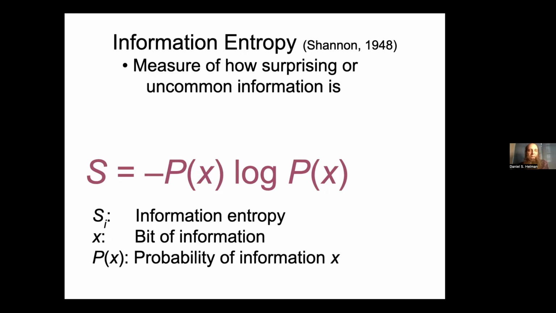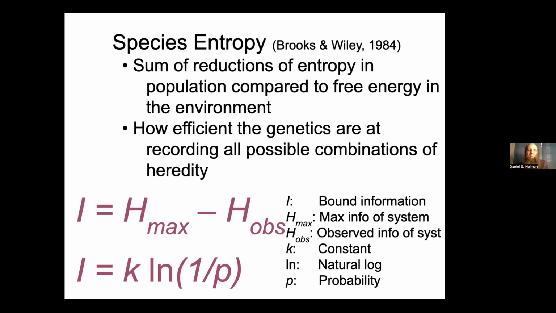Next slide, please. You can also talk about species entropy, which is the sum of reductions of entropy in a population compared to free energy in the environment. And you can also talk about the information entropy of the genetics. But really, these are all mathematical rather than empirical. I don't know that people are trying to do work with populations and seeing what the difference between the free energy and the internal energy of the systems are. Sorry. Okay, next slide, please.